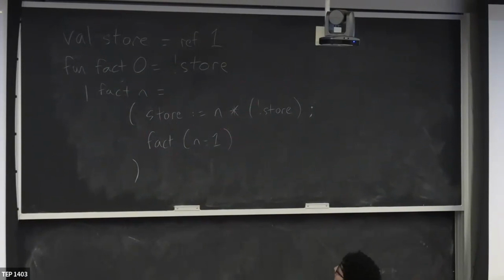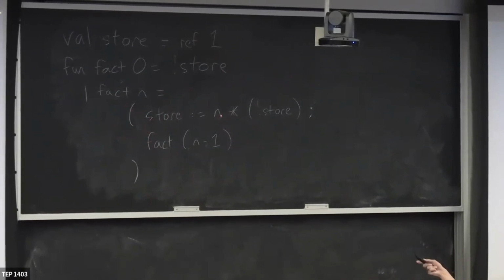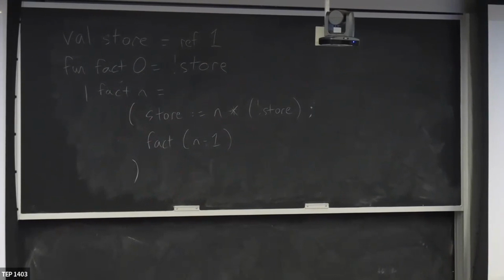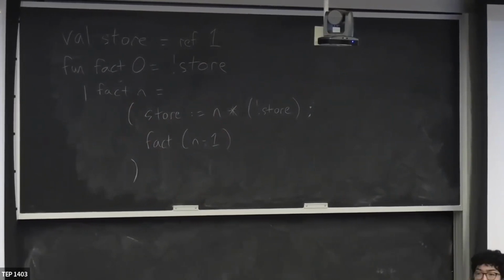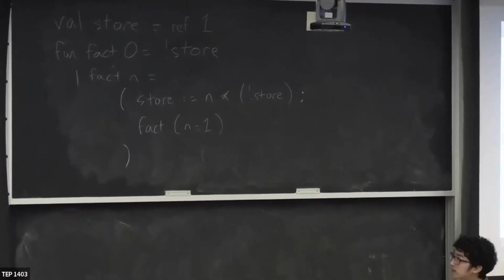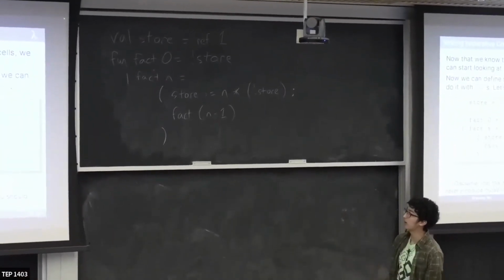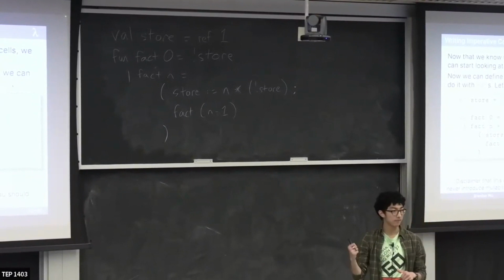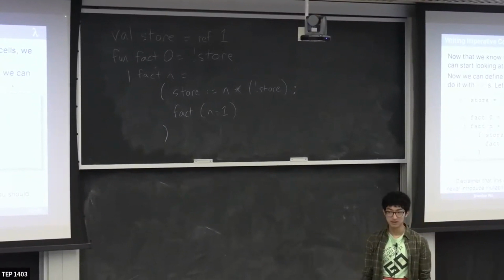So if you think about this, if I called fact of 2, I would first multiply what's in the store by 2, then I'd recurse, I'd multiply what's in the store by 1, and so on, right? Yeah, actually. And this is pretty cool. So this is the fact with refs. Everyone cool with that?